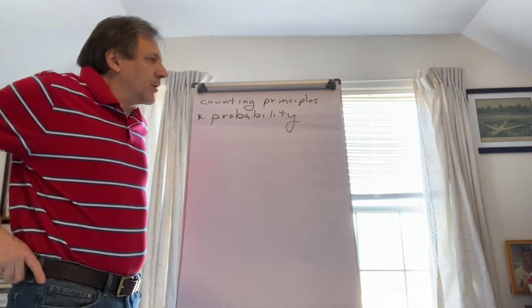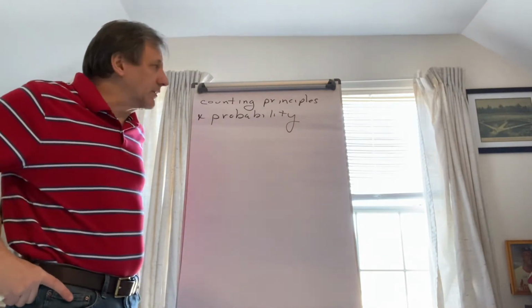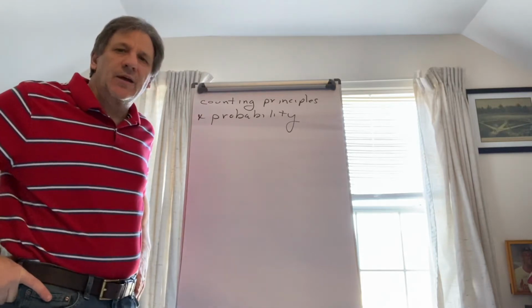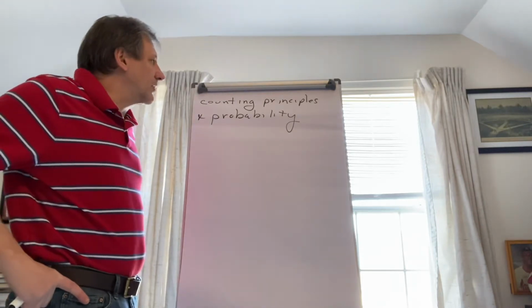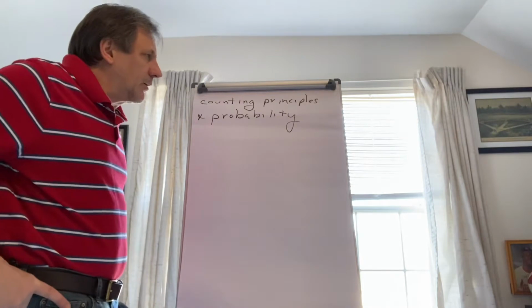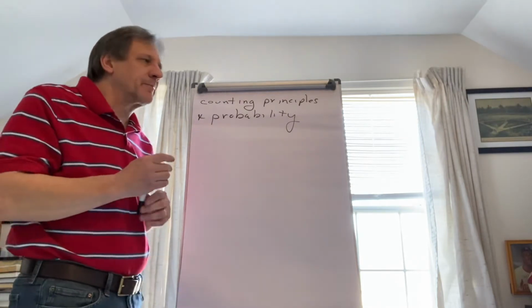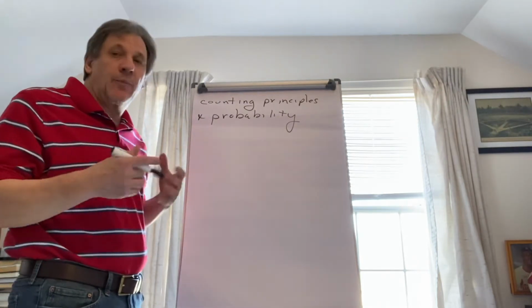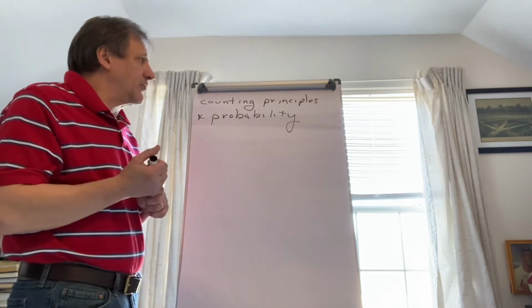I want to finish up on a few things that I was talking about last time that had to do with both counting principles and probability. And I want to distinguish between them to make sure you don't mix up one with the other, and go over a few examples, okay?